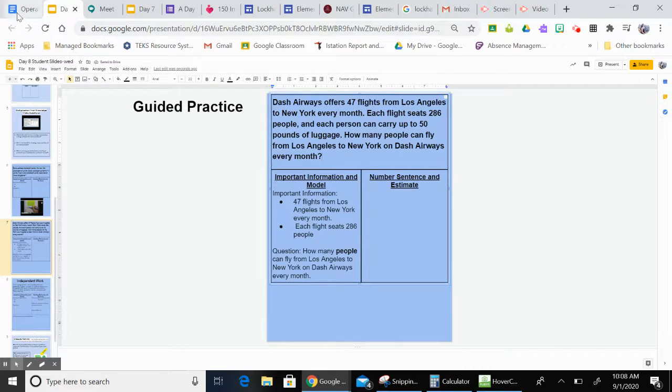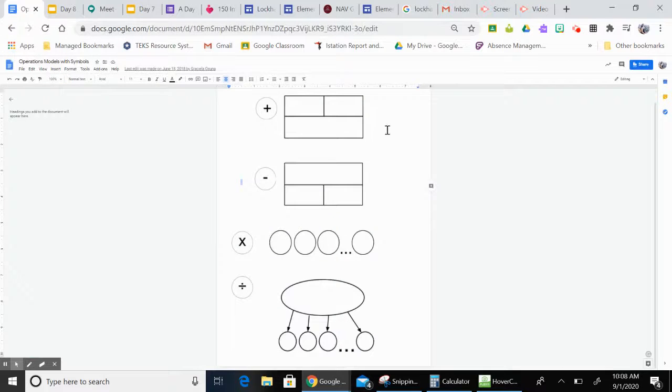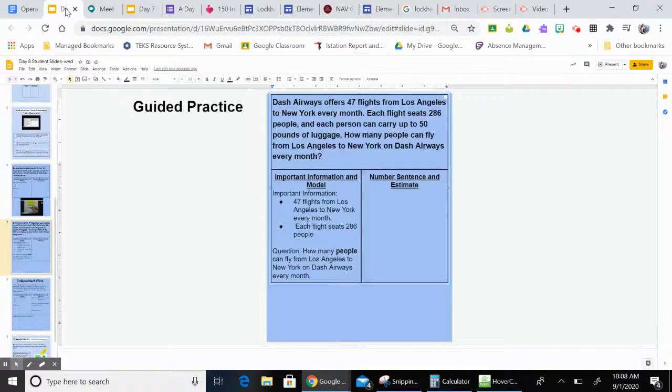So let's look at our operations and think about the keywords that we saw. Reminding myself what the addition model looks like, we're putting things together. Subtraction, we're taking parts away from a total. Multiplication, we're repeatedly adding numbers together. We're adding equal groups together to combine and make a total. And with division, we start with a total and we are breaking it into equal pieces. What does that sound more like for our problem over here?